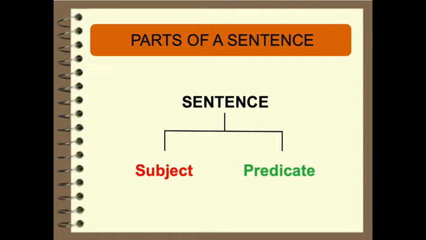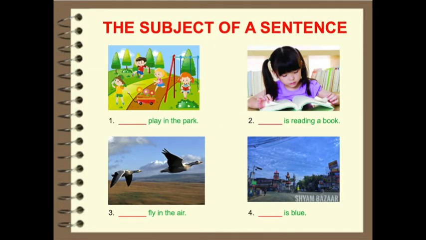Before I continue with the class, I would like you to join me in doing a small exercise. We are going to study each picture here and try to fill up the blanks that are left there. Picture number 1. I think you can see who all are there in the picture. Dash play in the park.